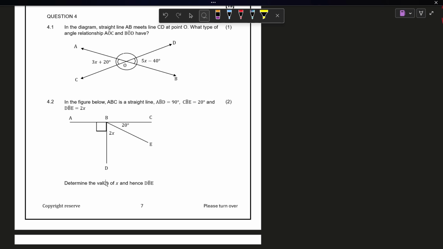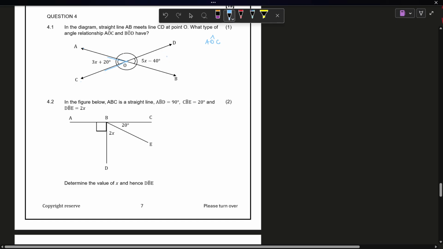Okay, great. So the next question, number 4.1. We've got this diagram. They're asking what type of angle relationship is, let me go, this angle, right? This is the angle AOC. Okay, so the angle AOC. So O is where we've got the vertex of the angle.